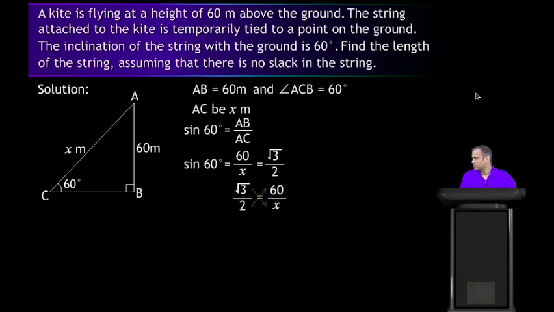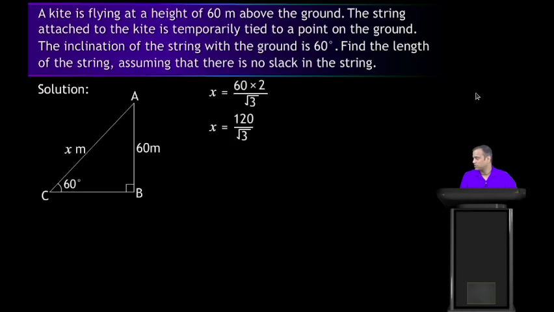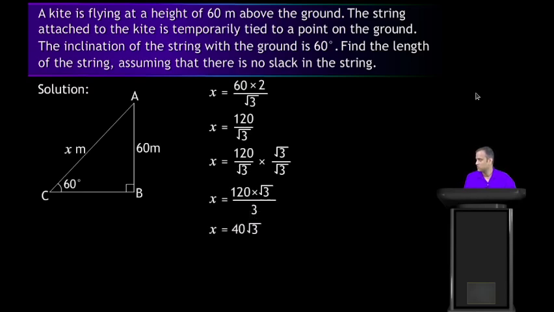And after cross multiplication we get the value 120 upon root 3. Now we can rationalize this. You already know how to rationalize. Multiply root 3 in the numerator and denominator both. So it changes into 120 root 3 upon 3, and the answer is 40 root 3. This is the length of the string, or it is approximately 69.20. You can put the value of root 3 as 1.73.